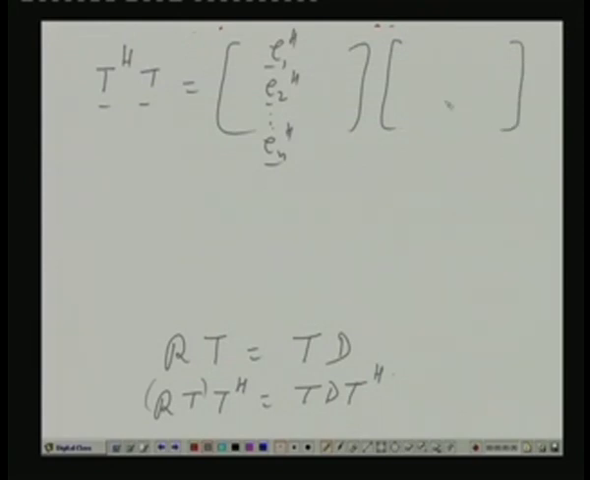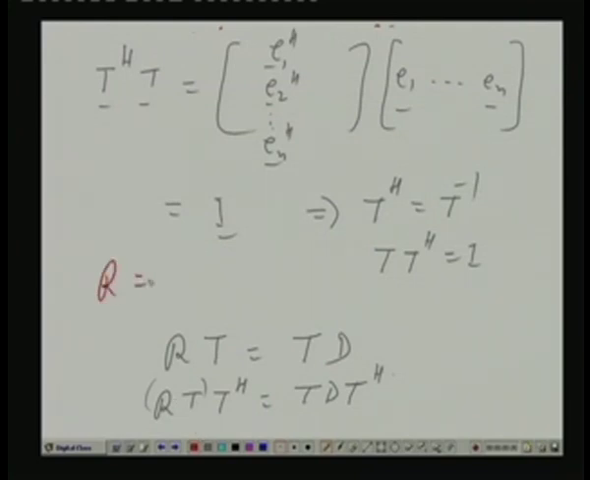If you multiply this with T, so E1 to En, you can see the first row times the first column will give mod E1 squared, which is equal to 1, but E1H times E2 will be 0, E1H times E3 will be 0, E1H times En will be 0. Similarly, E2H times E1 is 0, only E2H times the second column E2 will be 1, and likewise. So this will become the identity matrix. This means T Hermitian is nothing but T inverse, which means T T Hermitian is also I.